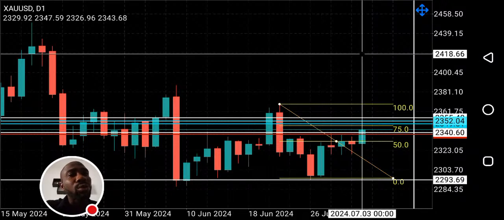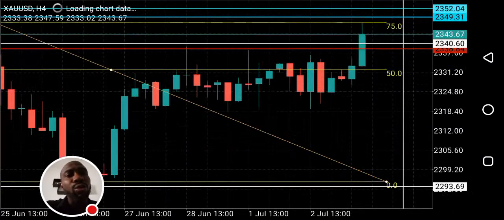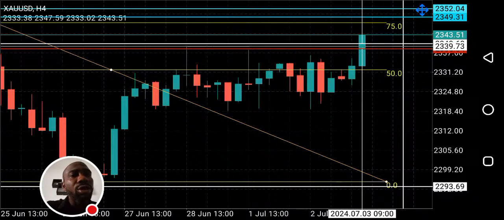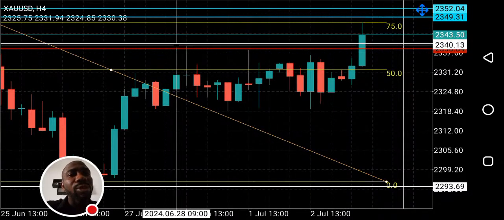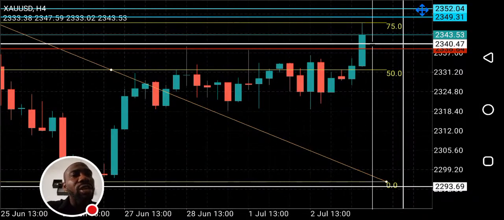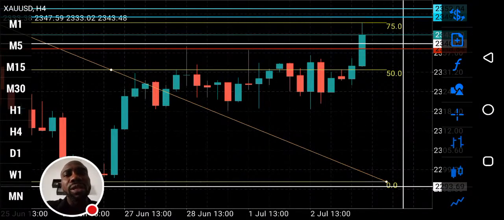Okay, so let's move down to the 4-hour. What pattern do we have on the 4-hour? The current candlestick is bullish on the 4-hour. You can see liquidity has been swept at this previous high. So we are waiting for a bearish reversal pattern to form on the 1-hour or 15-minute time frame.